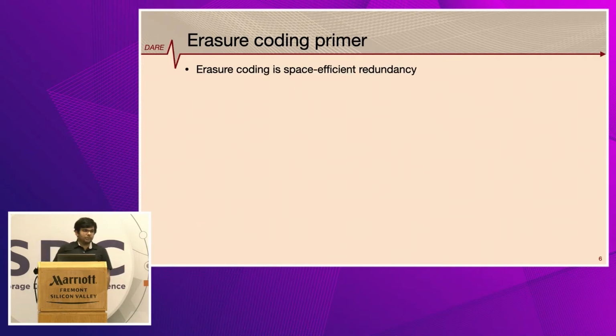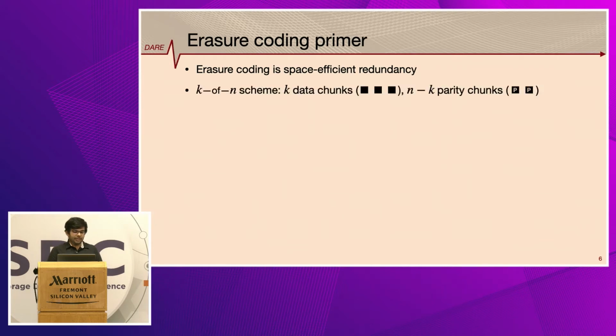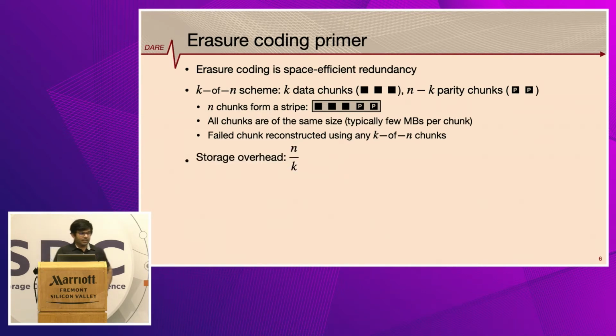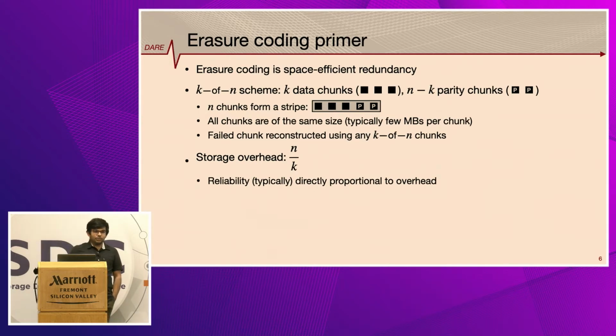Erasure coding is the more space-efficient alternative of replication. Typically denoted as a k of n scheme. It has k data chunks and n minus k parity chunks to form an n chunk stripe. All of these chunks are typically of the same size, a few megabytes. And whenever a chunk fails, you can use any k of the remaining chunks in order to reconstruct that failed data. The overhead is calculated as the ratio n over k, and reliability typically is proportional to the storage overhead.